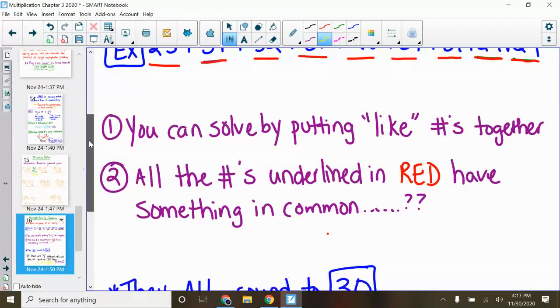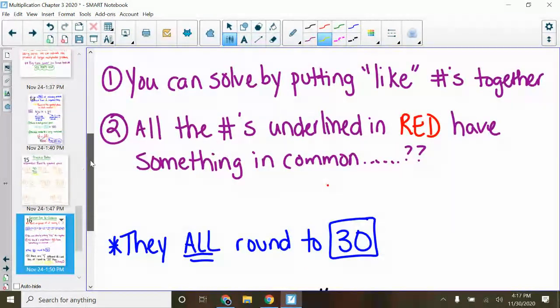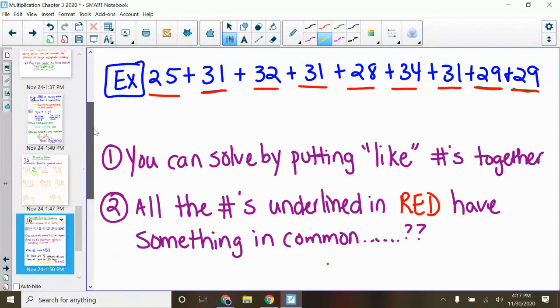All right, now it's time to see if you got it. The thing that they all have in common is that they all round to the number 30. So I don't know if you got that or not, but if you did, reach up high and pat yourself on the back because you did some big brain work. But let's go back and look at this stuff. They really all do round to 30.